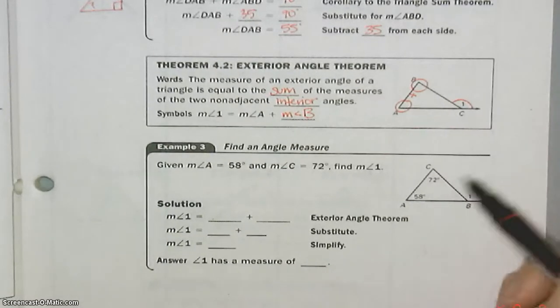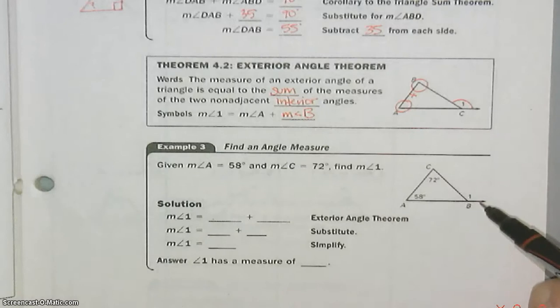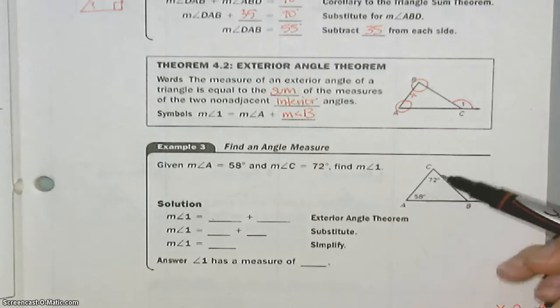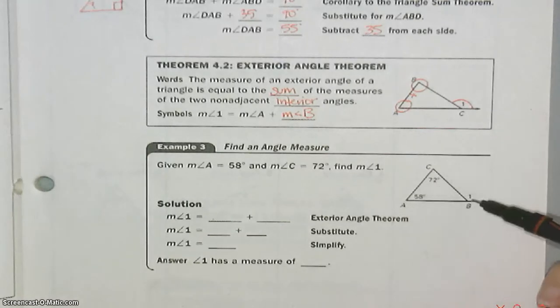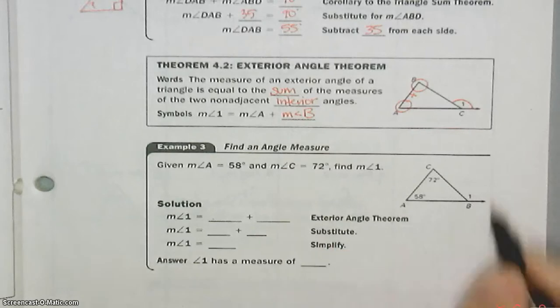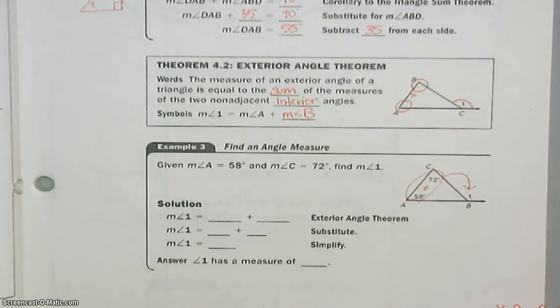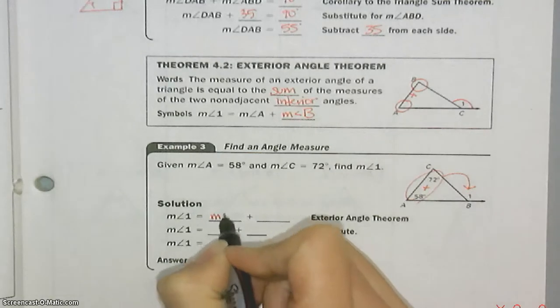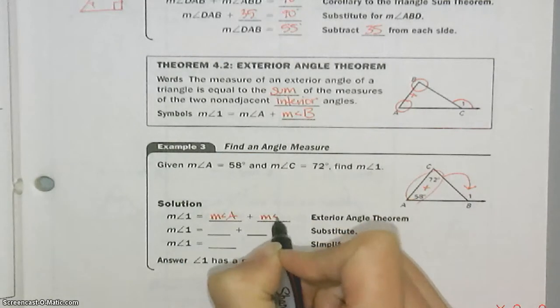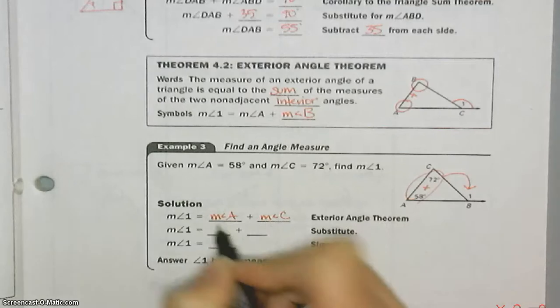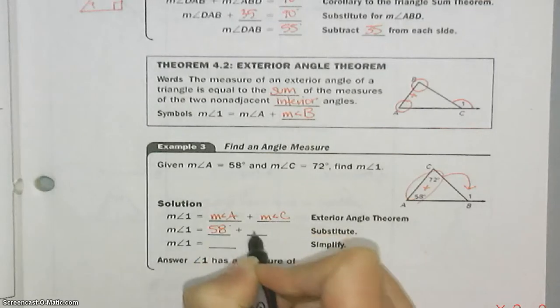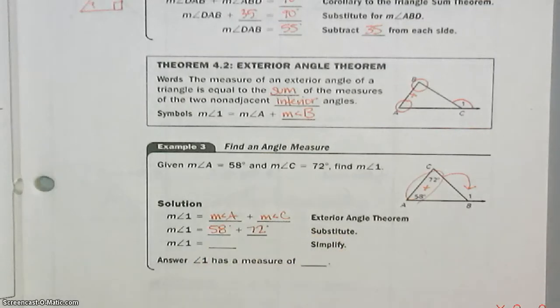A is 58, C is 72. We have to find this outside angle. Well, we just learned that these two added together equals that. These two together equal that angle. So angle 1 is equal to angle A plus angle C, which is 58 plus 72. And 58 plus 72 is 130 degrees.